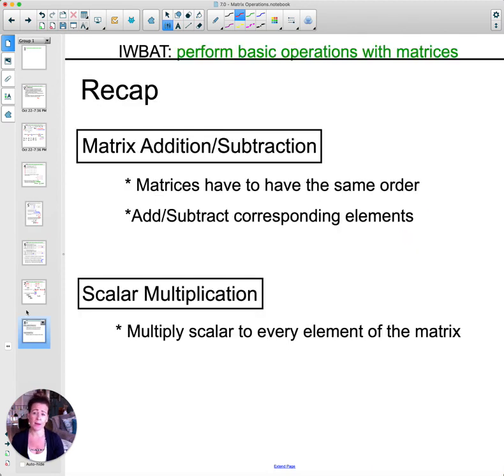So a recap: when you do matrix addition or subtraction, as with the quarterbacks, we added the regular season and the postseason together to get the total. You just add corresponding elements, and if you're subtracting, same thing. Scalar multiplication: scalar just stands for a constant number, so you just multiply that into every element of the matrix. It's almost like distributing it in, so you just multiply it to everything. Don't skip anything, just get it in there to all of those.